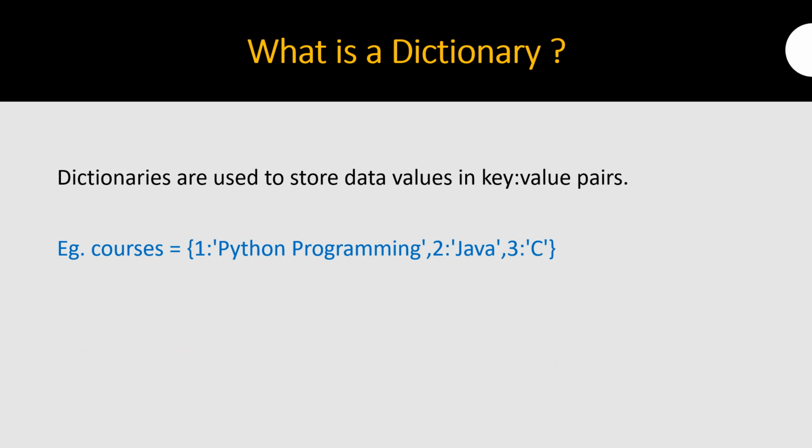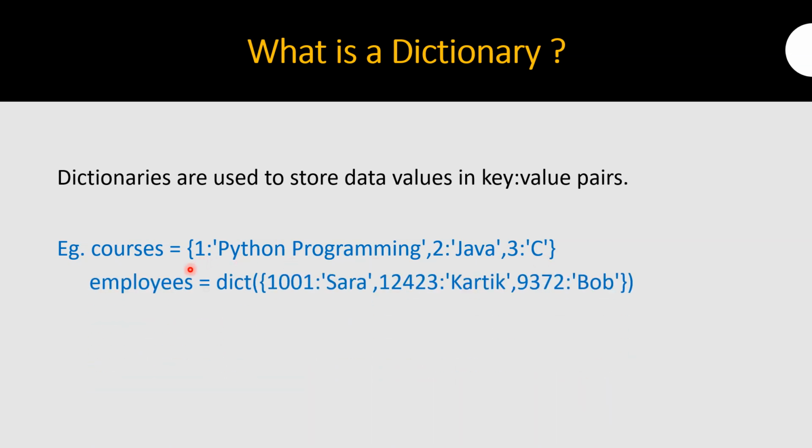For example, to store the course with the ID, we can use a dictionary. Here 1 is the ID of Python programming. For Java, ID is 2 and 3 is for C. This is a key value pair. And here you can see we use curly brackets.